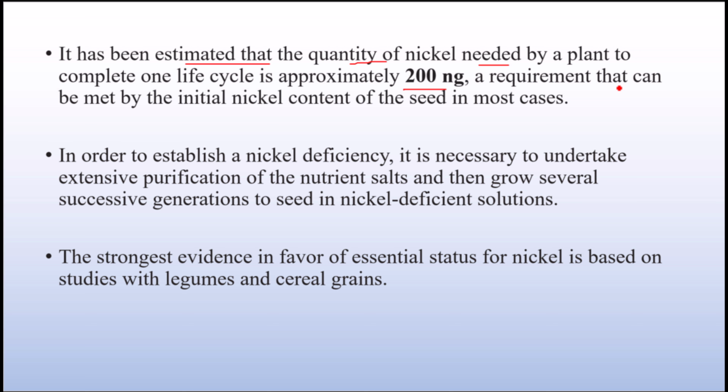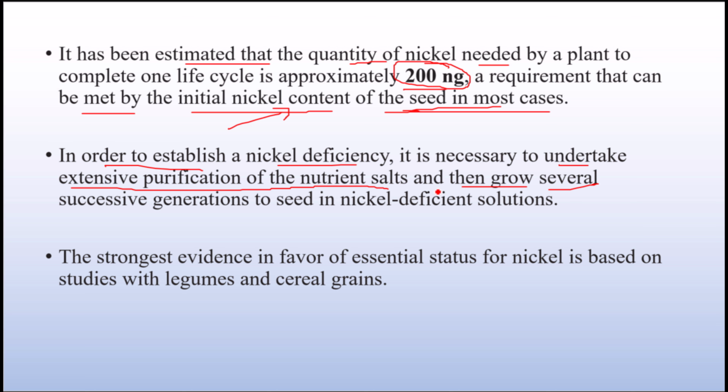So, this is a requirement that can be met by the initial nickel content in the seed in most cases. That amount of nickel is already present in the seed, so the plant does not need any extra nickel for its functioning. In order to establish a nickel deficiency, it is necessary to undertake extensive purification of the nutrient salts and then grow several successive generations of seed in nickel deficient solutions. So, in normal conditions, it is very difficult to see the symptoms of nickel deficiency.